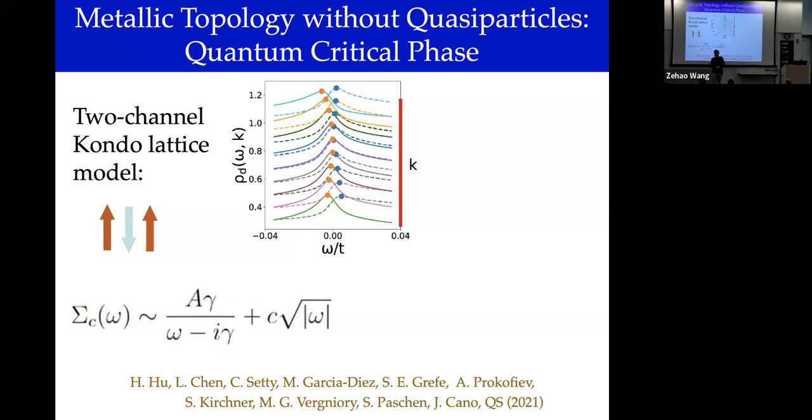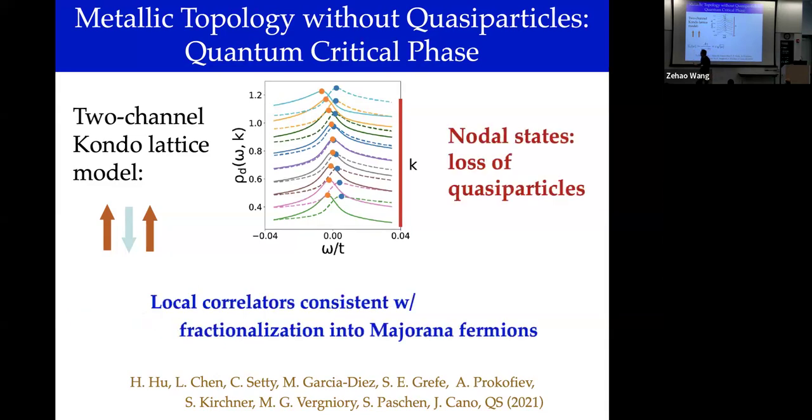The fact that it's not linear for the real part and not omega square for the imaginary part. Instead, both the real and imaginary parts of the self-energy being square root with omega characterizes the non-Fermi liquid state. We can say more about that. So that already says quasi-particles are lost.